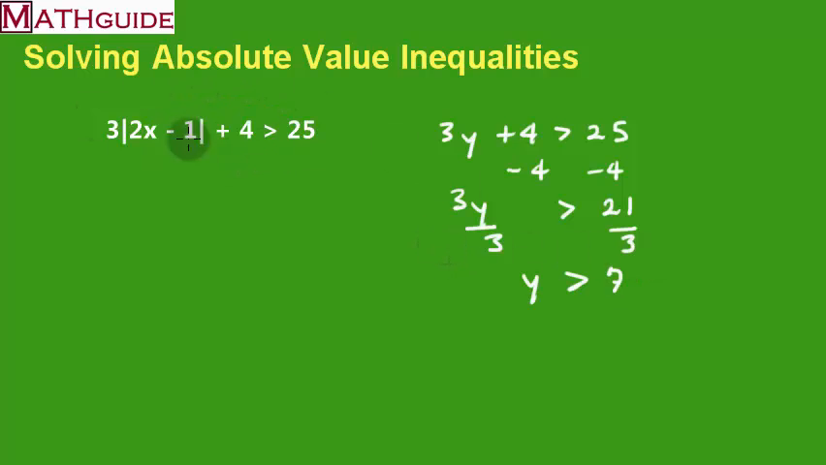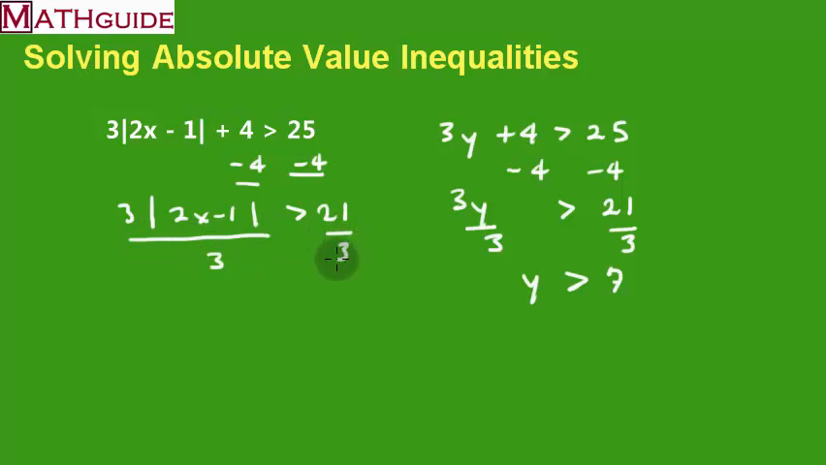Well, it turns out I do the same thing here to get this inequality alone. I subtract 4 from both sides. So what do I get? I get 3 times this, I'm sorry, 3 times this absolute value, greater than 21. Now what? We get rid of the 3. So we divide both sides by 3. And I'm going to get the absolute value of 2x minus 1 is greater than 7.